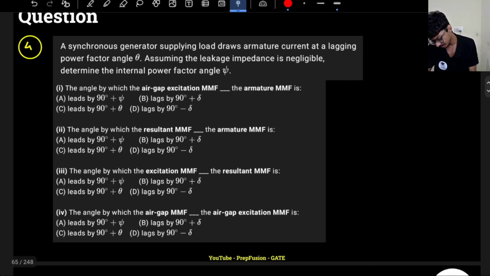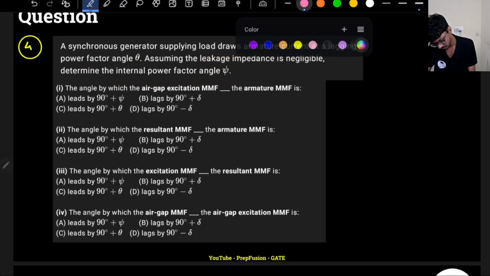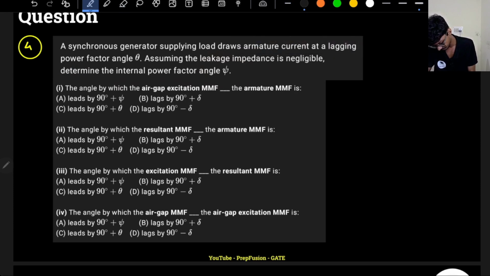A synchronous generator supplying a load draws armature current at lagging power factor theta. Assuming leakage impedance to be negligible, determine the internal power factor angle psi. So the internal power factor angle is psi, not determined, sorry, because we have to determine something else.